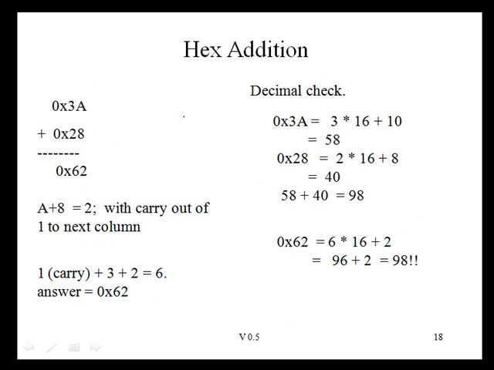So now we did binary addition. Let's try hex addition. So we're going to add the hex number 3a plus 2a. Let's add this one digit at a time. A plus 8. What is that? Actually, it's going to be 10 plus 8, which is 18.